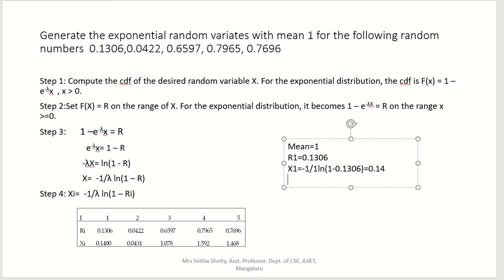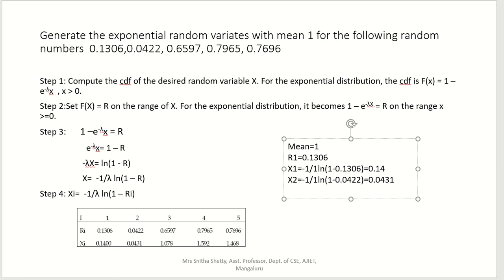So what is x2? x2 is equal to, again, minus 1 divided by lambda, ln of 1 minus r2. So r2 is 0.0422, right? So 0.0422. The answer you will get is 0.0431. So here you can observe that when r1 is 0.1306, you get 0.14 something. When r2 is 0.0422, you get the answer as 0.0431.